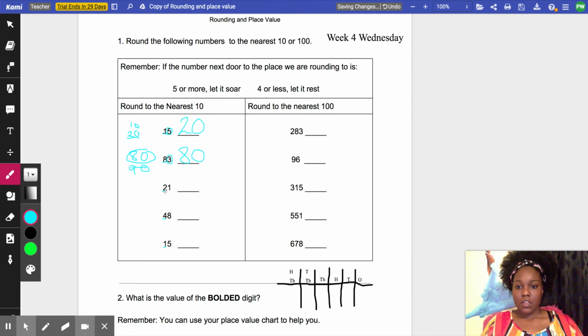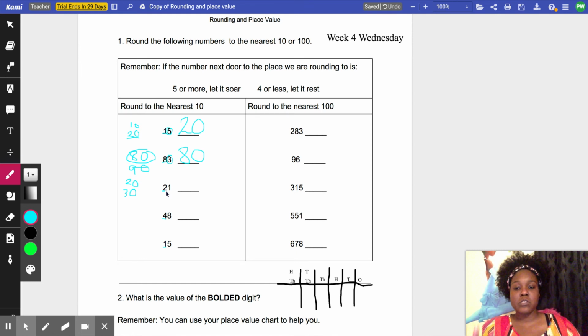21. I underline my 2, so I know the lowest it can go is to stay at 20. And the highest it can go is the next 10. 10, 20, 30. Now, some people think about rounding as, okay, what is it closest to? Because that's what rounding is. You're finding the closest number. 21. That's only 1 away from 20. So that means that the closest number is 20.